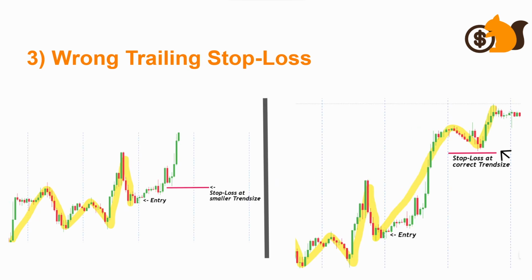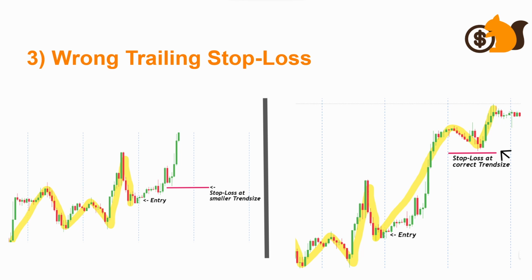The next stop loss is your trailing stop loss. There is one major mistake I see many traders make. It goes back to the different trend sizes. I told you to look at the next higher trend to see if it aligns with the trend that you want to trade. But there are also smaller trends that are part of the trend that you trade.